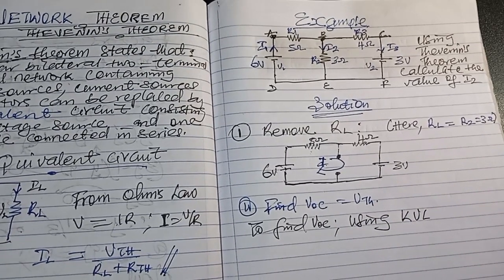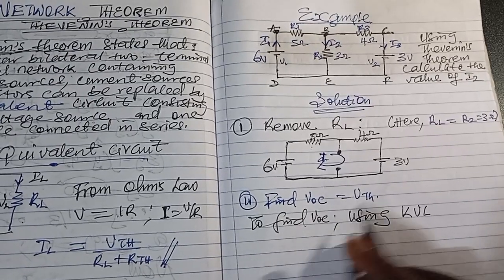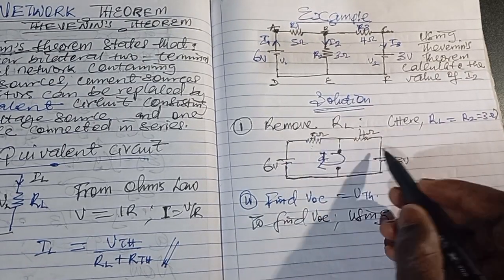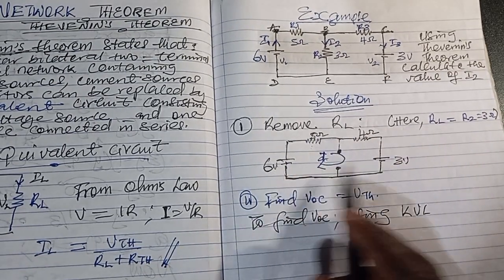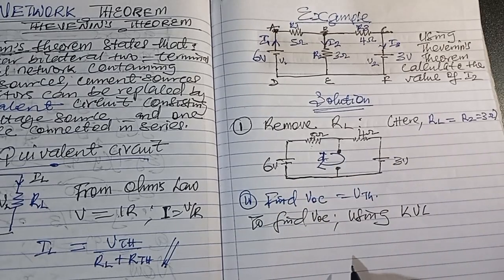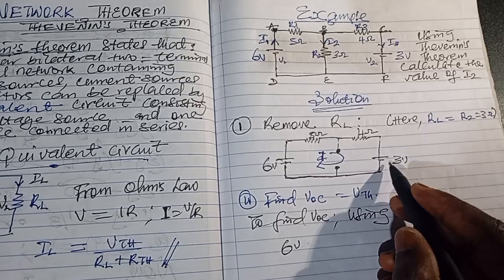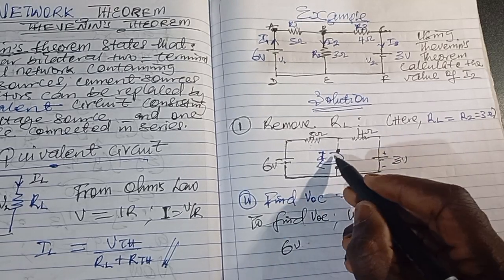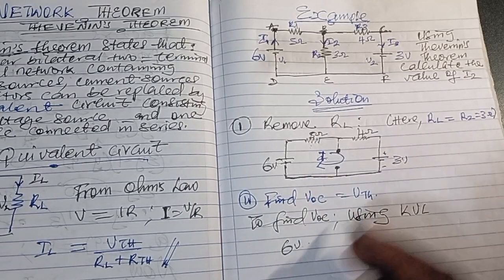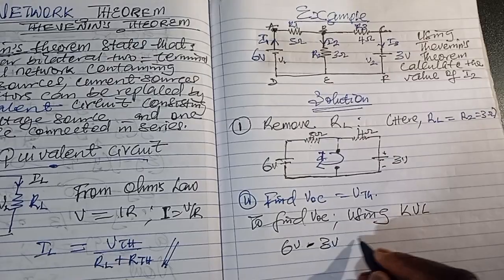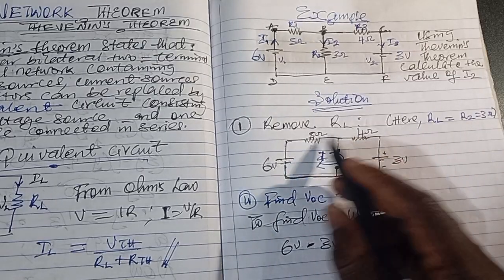KVL is Kirchhoff's voltage law. You notice that this is 5 and this is 4. So add this and then equate it with this. You have 6 volts. This one now is plus and minus. From the direction of current flow, this will be minus. Minus 3 volts is equal to the voltage drops.